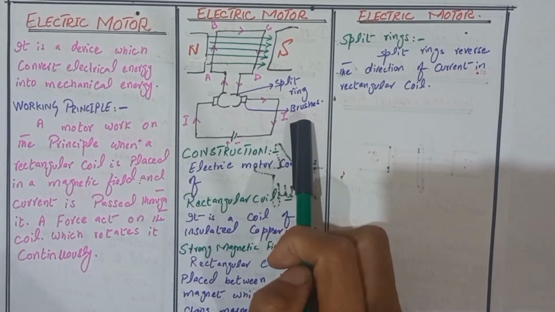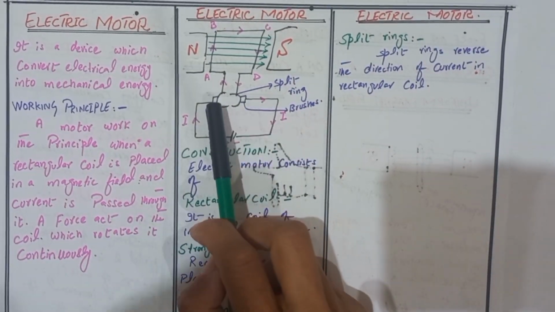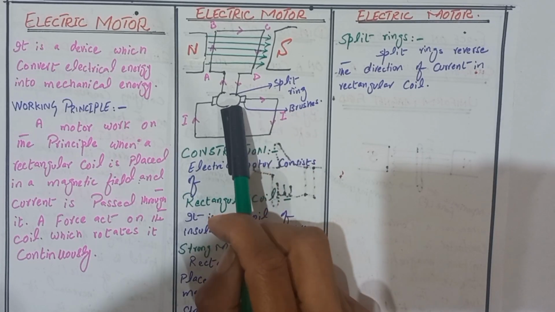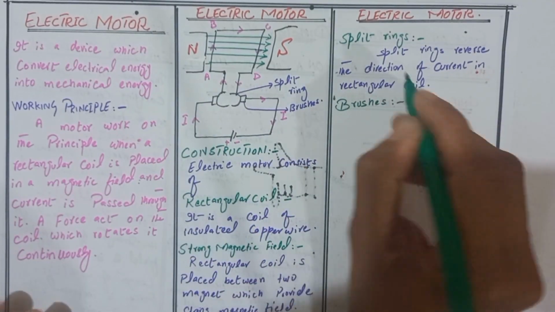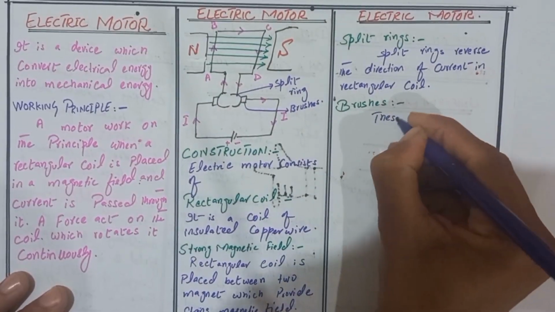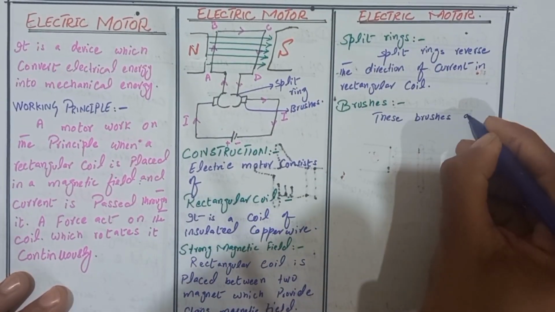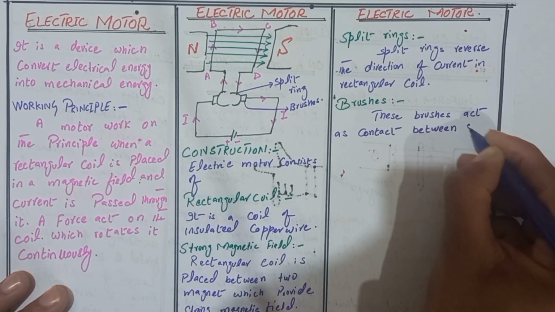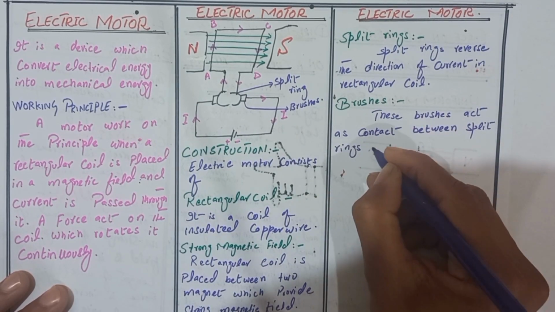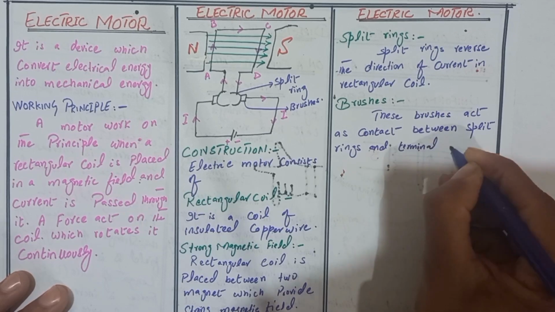Fourth, it consists of brushes. The brushes are connected with the split rings. The brushes act as contact between the split ring and the terminal of the battery. So here we write about the brushes. These brushes act as contact between the split rings and the battery terminal.